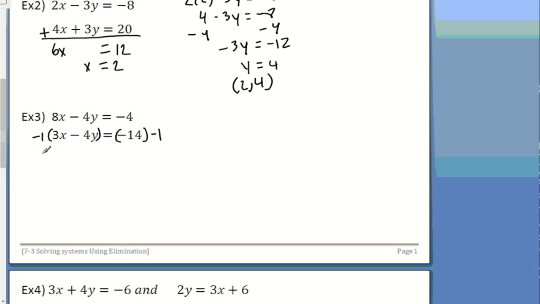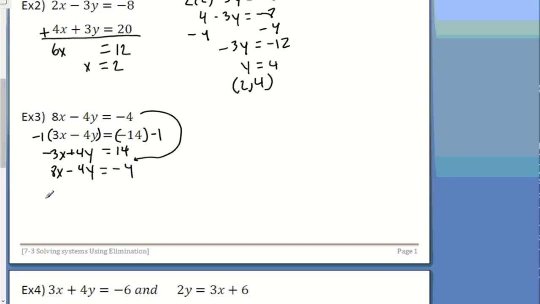Negative 1 times 3x makes negative 3x. Negative 1 times negative 4y makes positive 4y. And negative 14 times negative 1 is positive 14. Then I'm going to write this equation right below it. Okay? So I get negative 3x plus 4y equals 14, and 8x minus 4y equals negative 4.